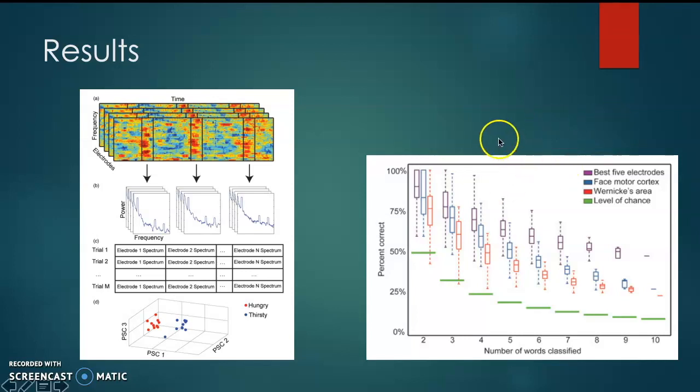So this is for, in the purple is the best 5 electrodes for the face motor cortex. The blue is the face motor cortex for 16 electrodes. Red is 16 electrodes for Wernicke's area, and then the green line is the level of chance. So if you have 2 options, 1 out of 2 is 50%, and then 1 out of 3, you get it.